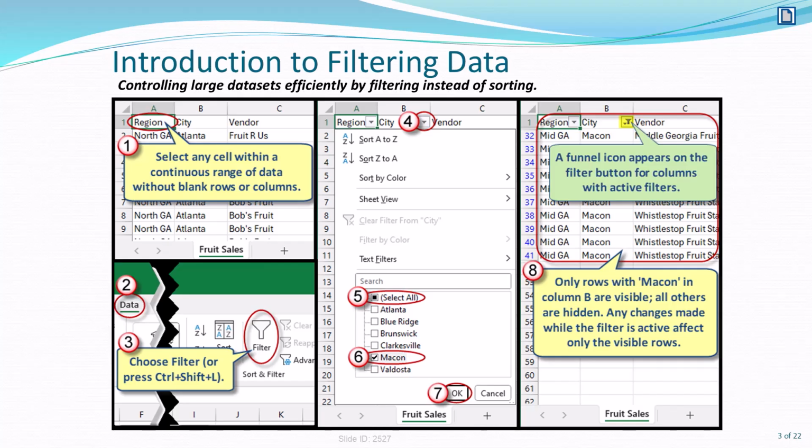But let's say I want to collapse the list down to just certain values. Maybe in this case, this list of fruit sales, I want to collapse it down just to sales that occurred in Macon. Then once I've clicked the filter button, step 5, I can click Select All, which will clear that checkbox. And then step 6, I can turn on Macon, which is the item I want to see, and then click OK. As shown in step 8, we see that at this point, only rows that contain Macon will be shown.